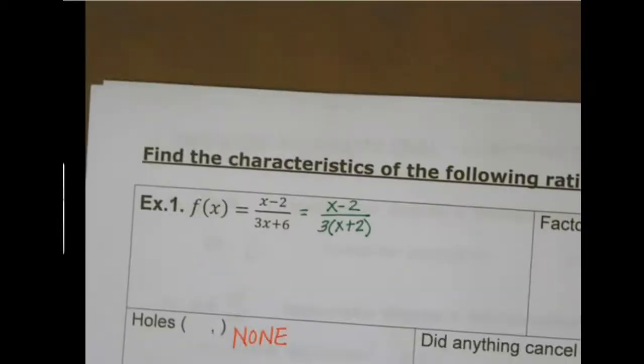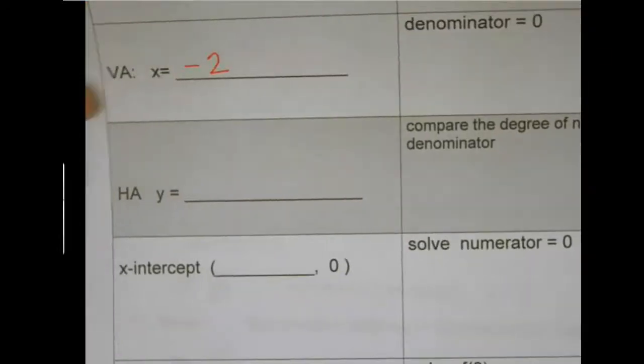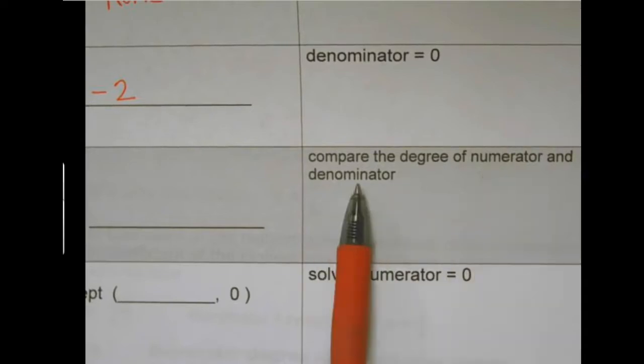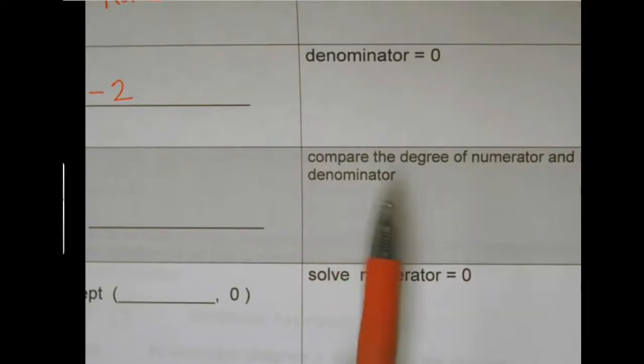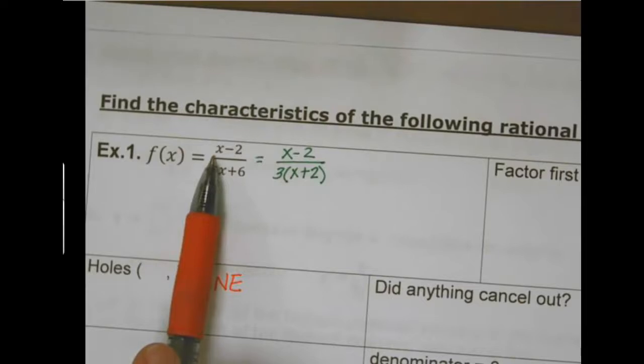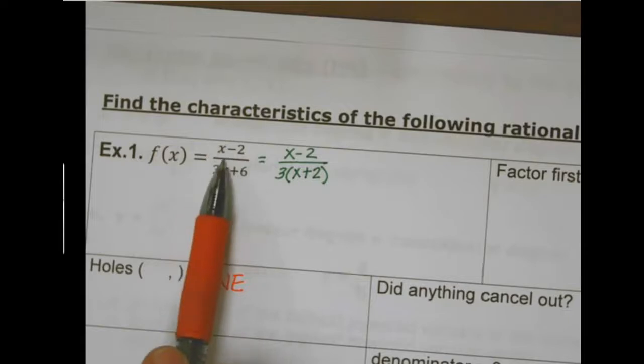Okay, this is example 1 on your yellow notes. Today we need to figure out the horizontal asymptote. It says over here, compare the degree of the numerator and the denominator. What does that mean? Well, the degree is the power. In the numerator up here, before I canceled anything out, this is the one I need to look at. What is the power of x?